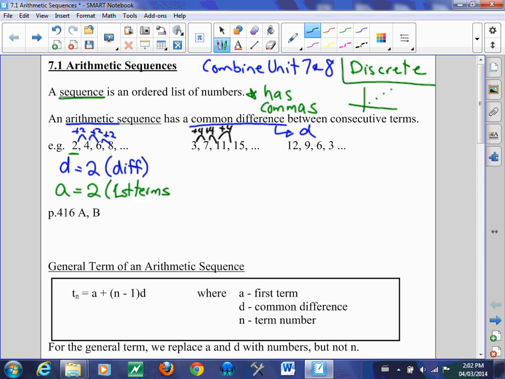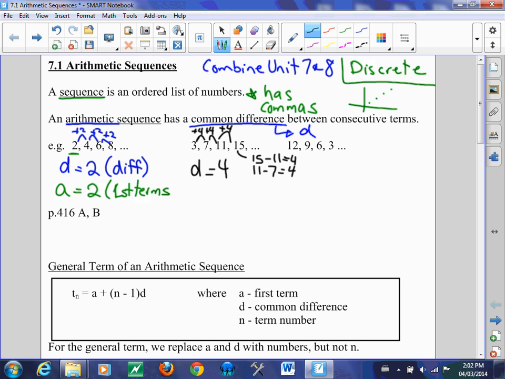So what does that tell us? The common difference is 4. D equals 4. If you have hard values, ladies and gentlemen, you can't tell. You take the last one, so 15, and you subtract the one before it. So that would equal 4. Or you can take 11, subtract 7, that equals 4.